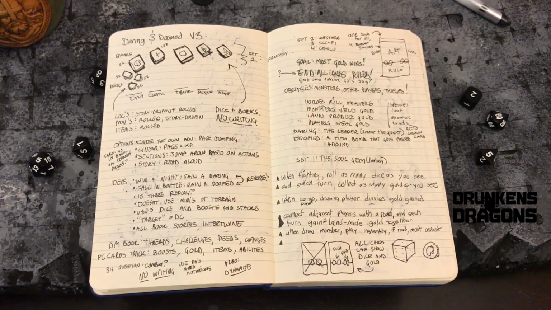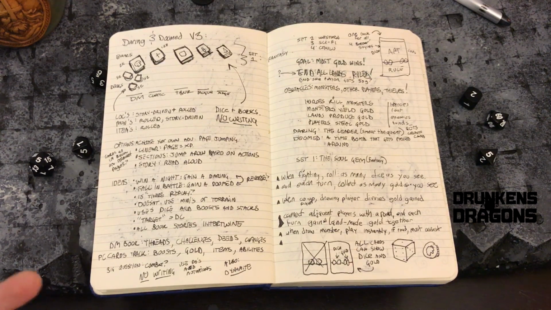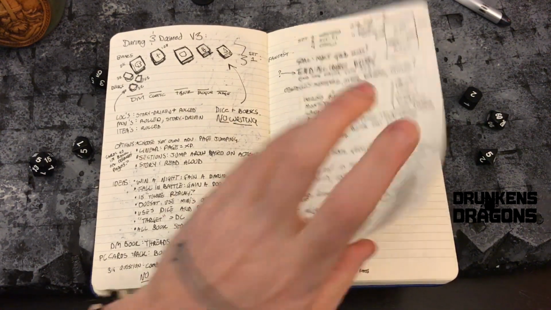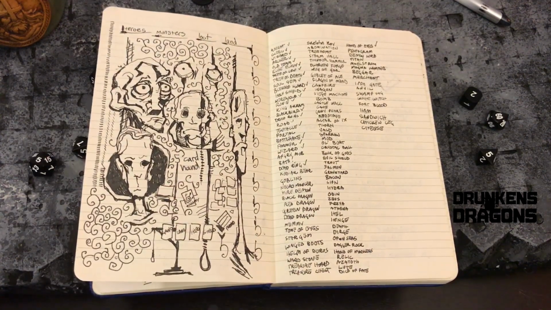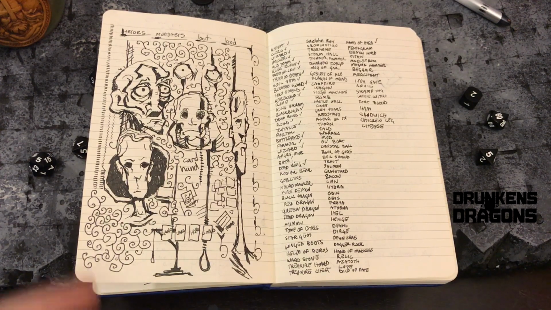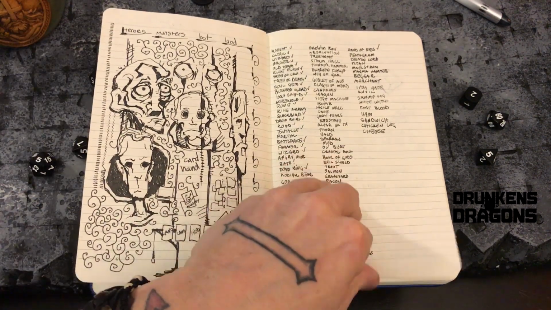Here's a minor digression, but this is actually the page where I designed the Daring and the Doomed, the pixel card art game that was on Kickstarter, which will be returning someday. Here is the card list that I did for the Daring and the Doomed. So this is when I was just planning it out.